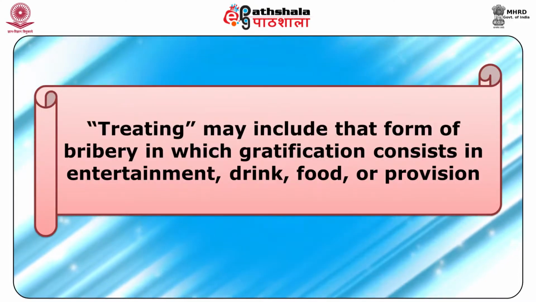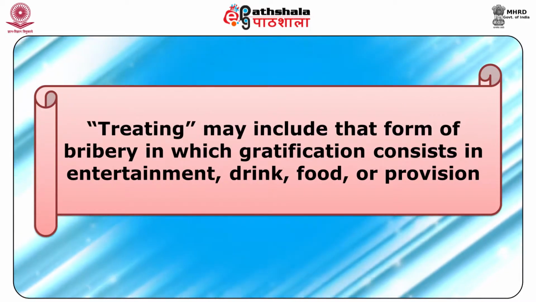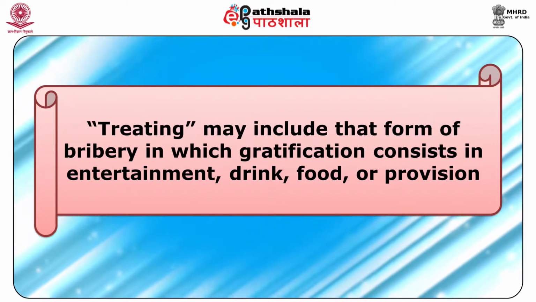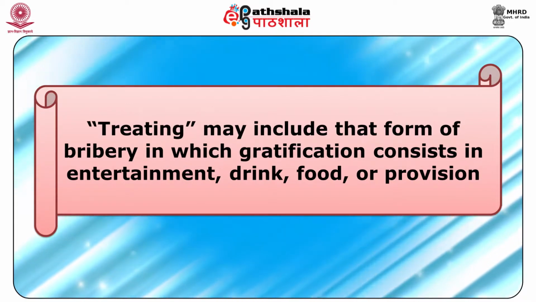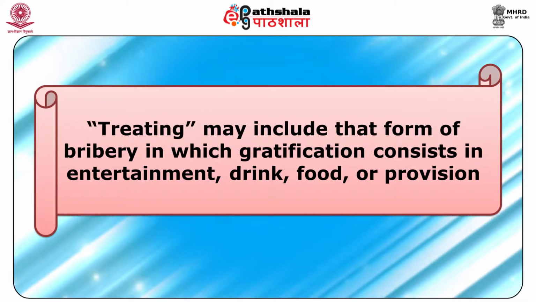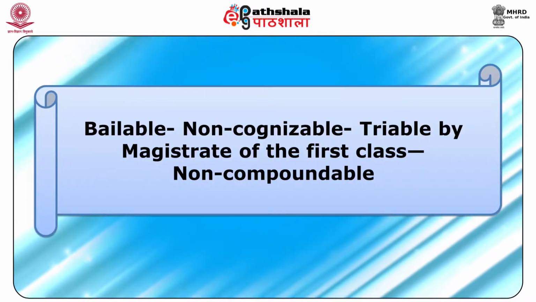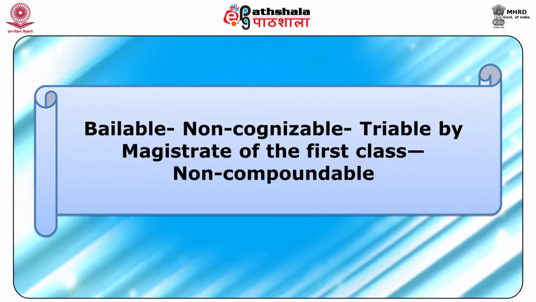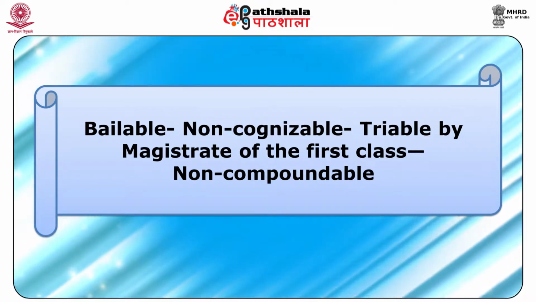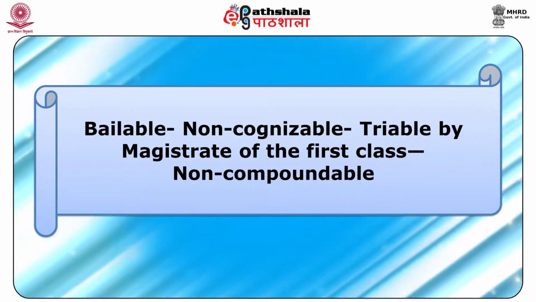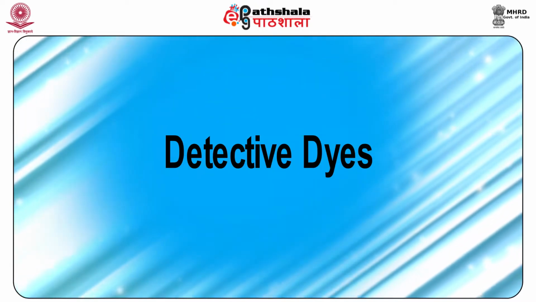Explanation. Treating may include that form of bribery in which gratification consists in entertainment, drink, food, or provision. Classification of offense: bailable, non-cognizable, triable by magistrate of the first class, non-compoundable.